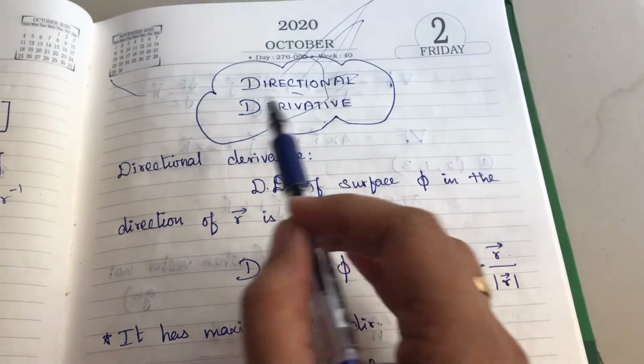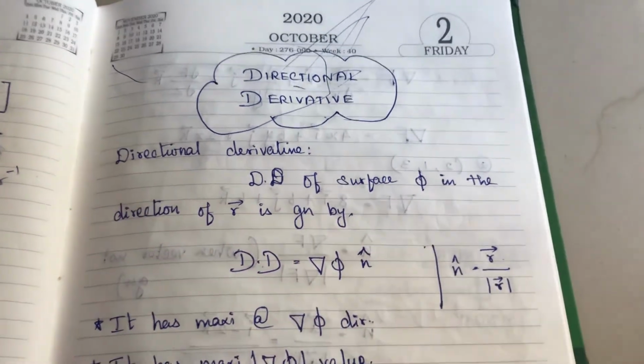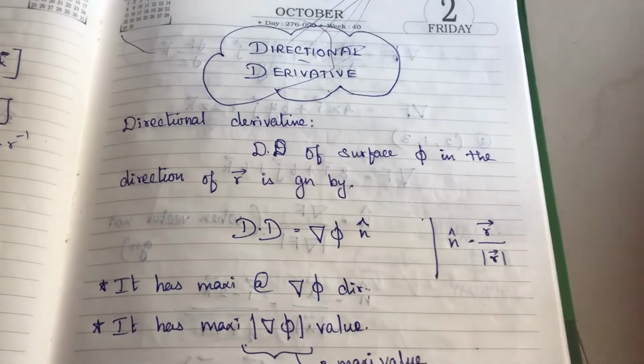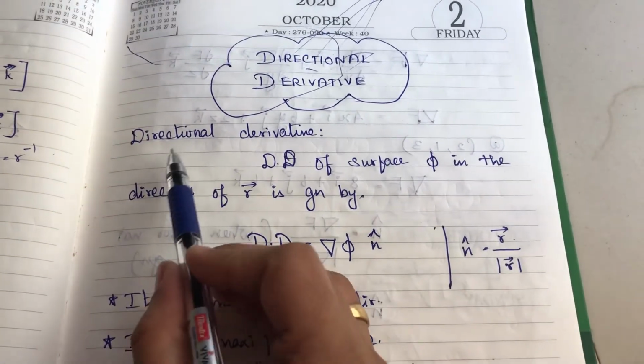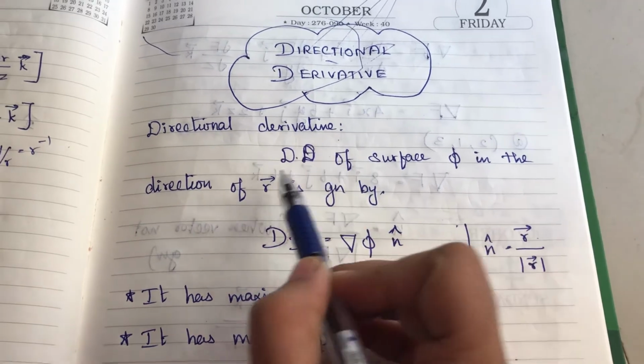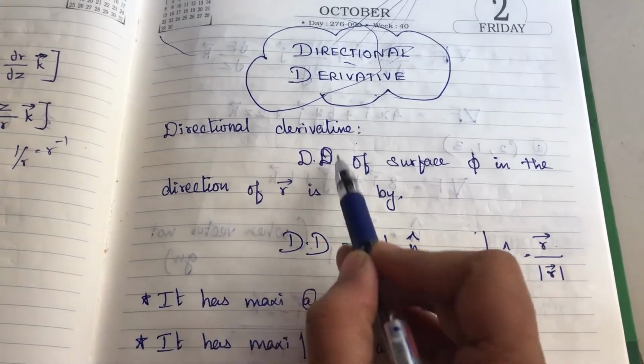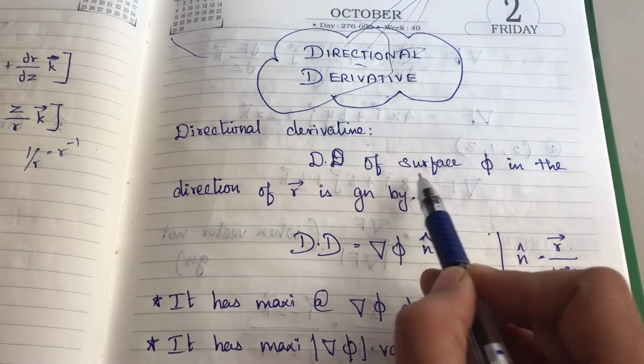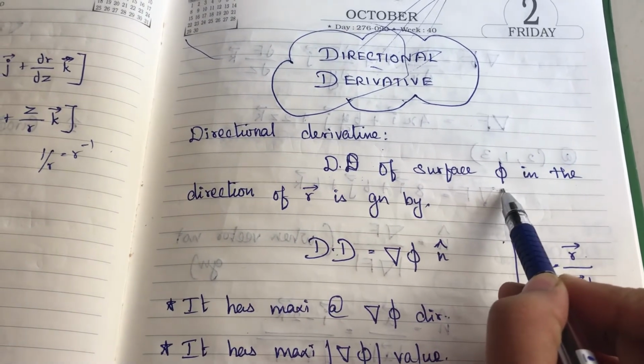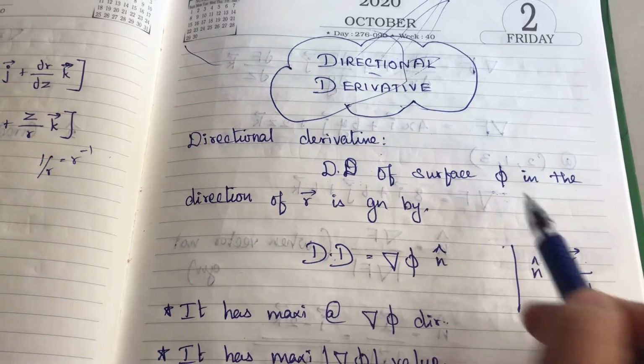Next comes the directional derivative. This is also an easy one. Just concentrate on this. Directional derivative means I can write it as dd. So the directional derivative of a surface, let's take the surface as pi.